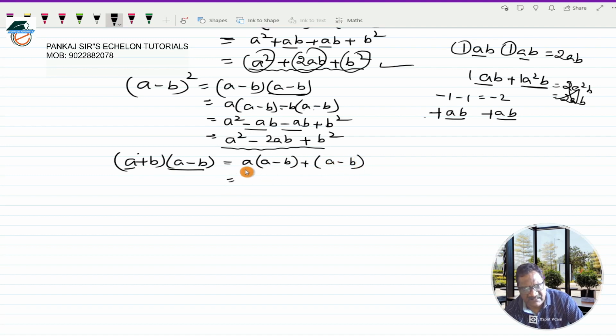Now opening the bracket, this will be a square, this will be minus ab, this will again be, here I should take plus b, here again it will be plus ab, and this will be plus into minus, minus, and b into b will be b square. Now can you see here the middle two terms are AB and AB with a plus sign and a minus sign. These are two like terms, but the signs are opposite.